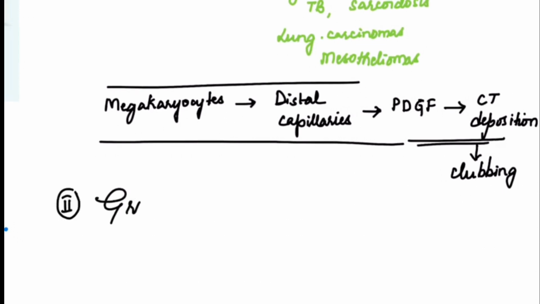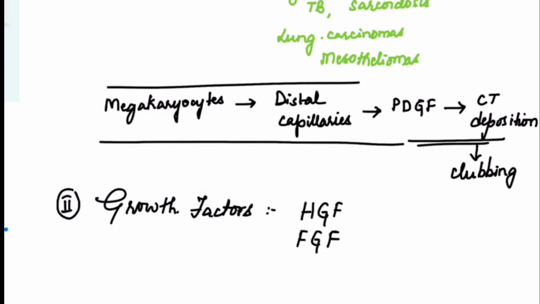Next, coming to the second mechanism is that there is involvement of growth factors. Now growth factors are many, and some of them are hepatocytic growth factor, fibroblastic growth factor, vascular endothelial growth factors, platelet derived growth factors and all. Hepatocytic growth factor is responsible for clubbing seen in hepatocellular carcinoma.